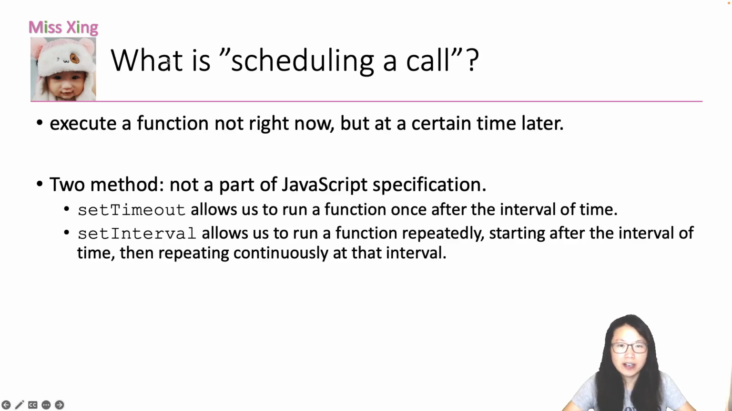What is scheduling a call? Normally, when we invoke a function inside JavaScript, when we add a parenthesis after the function name, it will immediately call that function right now. But sometimes we want to execute a function not right now, but after a certain time. In this case, there are 2 methods you can use, and we will explain more about this part.